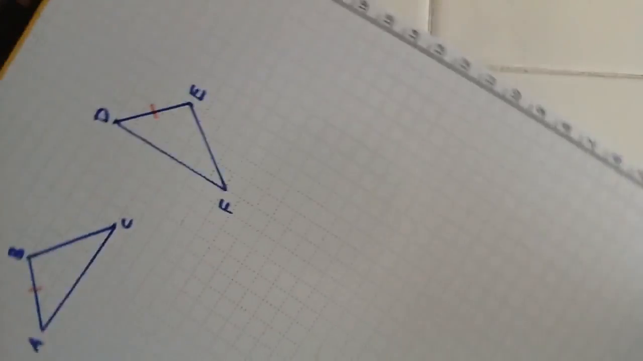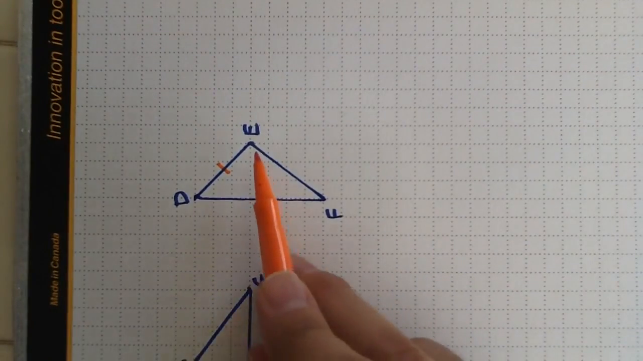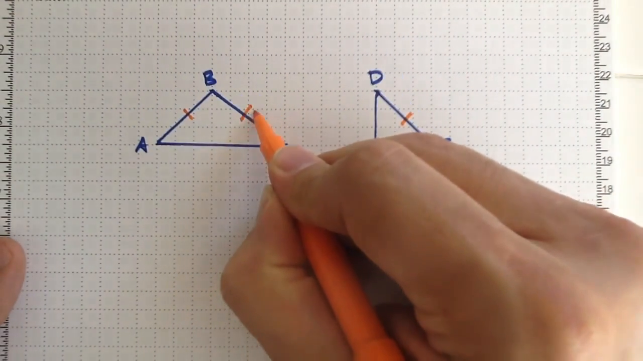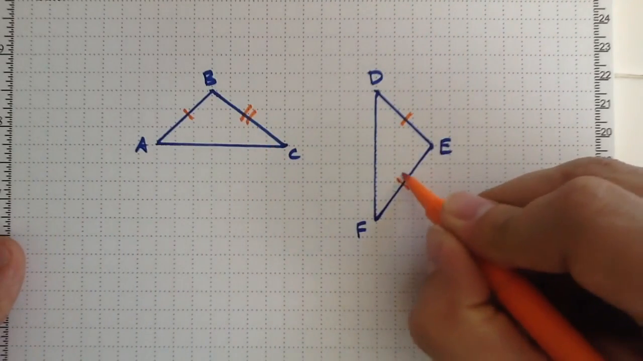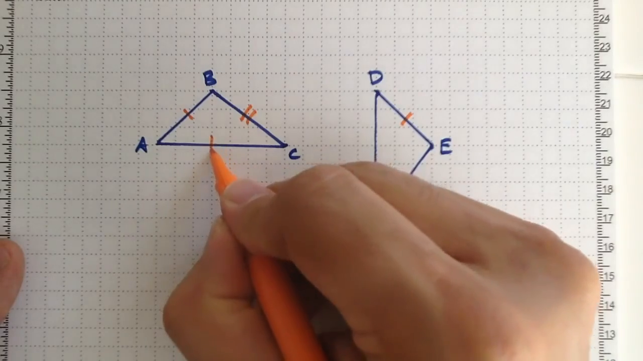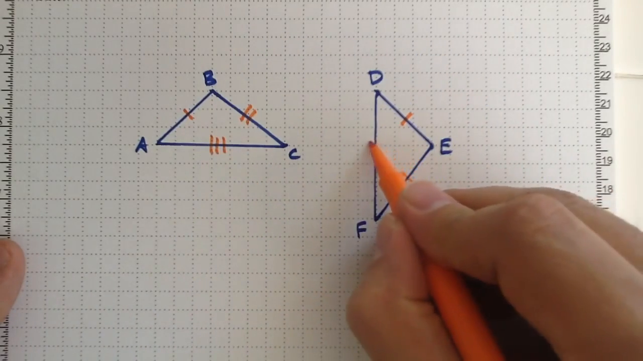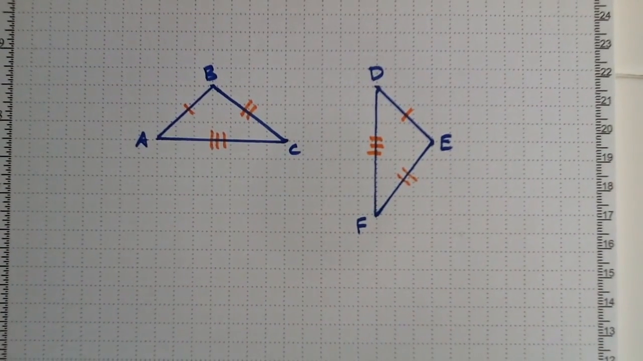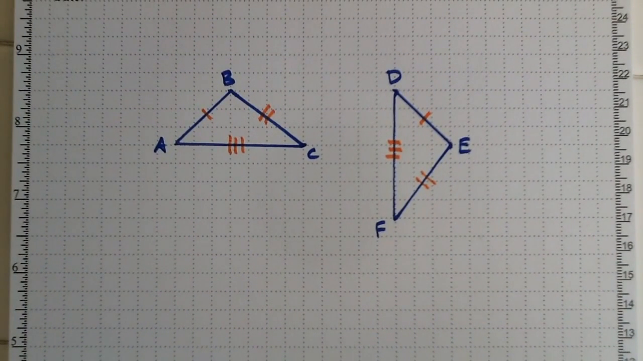BC, if I rotate my paper, is congruent to EF, and so the way I'd mark that is I'd put two tick marks here and here. And then of course the third side, AC and DF, we just do it with a third symbol with three tick marks. Okay, so that's how you denote that sides are congruent or the same measure.